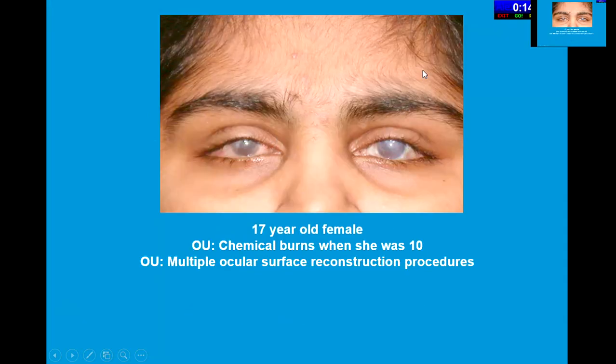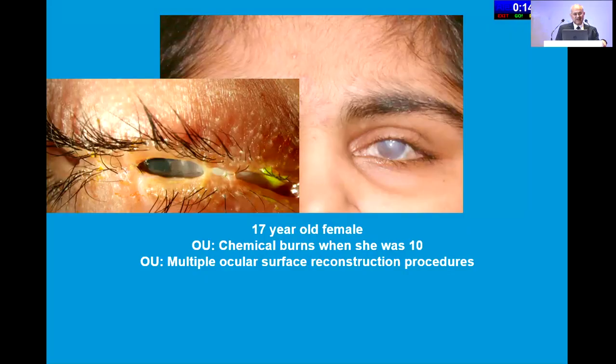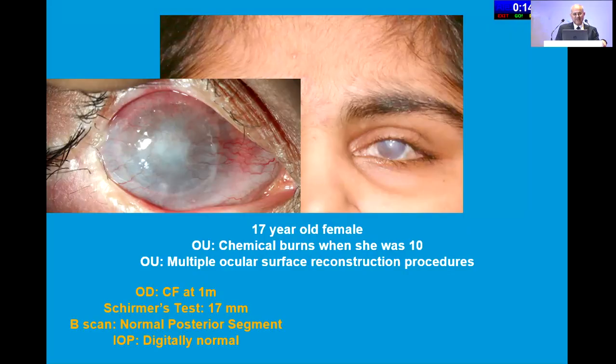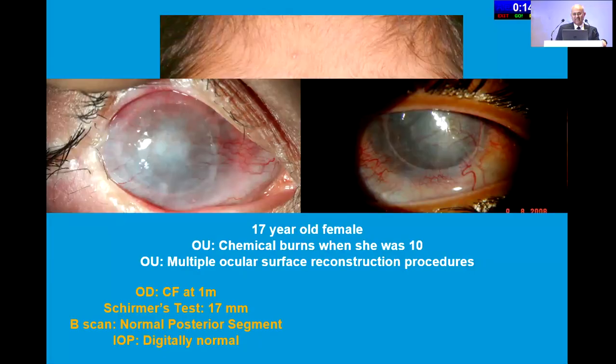Limbal stem cell deficiency. This is a 17-year-old female who presented to us at LVP when she was 10 years old. First she underwent a cultivated limbal allograft in one eye, and it worked well for some time. After a few years, she could not afford immunosuppression, so the graft failed. And then in the left eye, she underwent a COMET, cultivated limbal oral mucosal epithelial transplant, followed by PK, and that also went bad after 6 months.